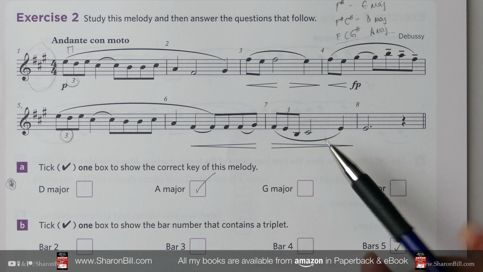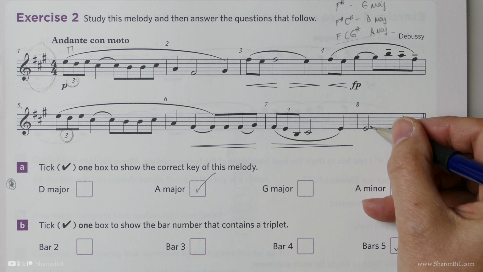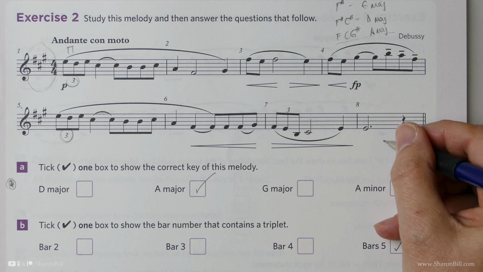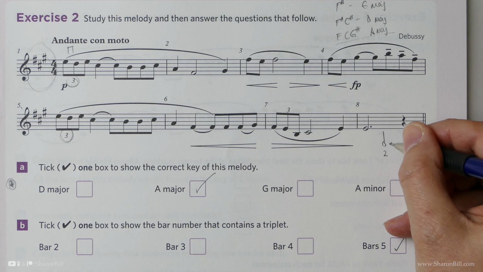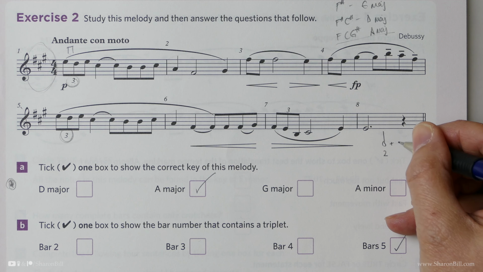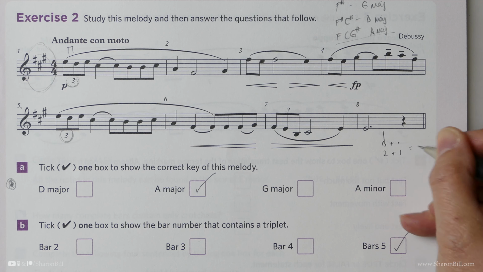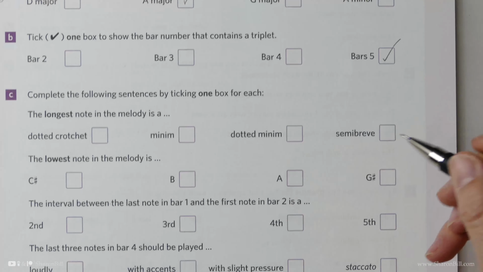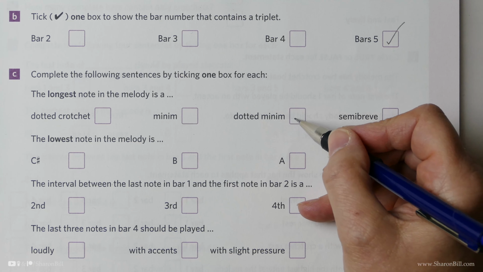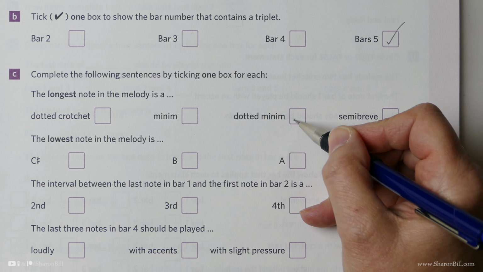A 2-beat note, but here remember a dot after a note makes it twice as long again. So if a minim is 2 beats, the dot is half as much again. So the dot is 1. So altogether a dotted minim is 3 crotchet beats. And so we can see that the dotted minim is our longest note. There is no semibreve.